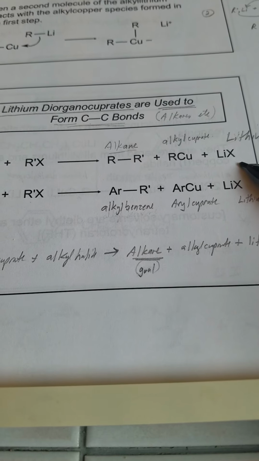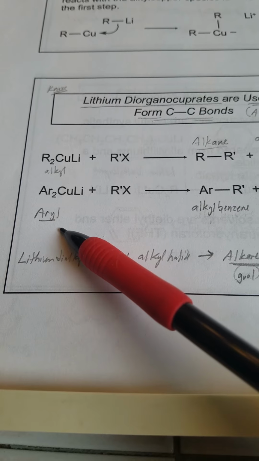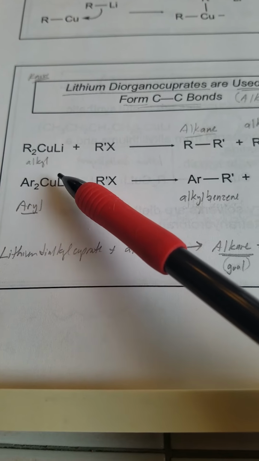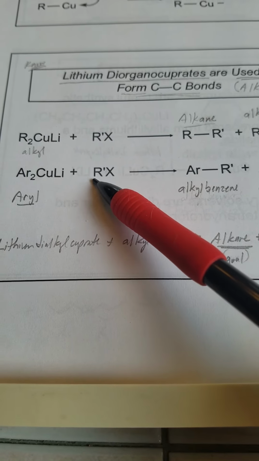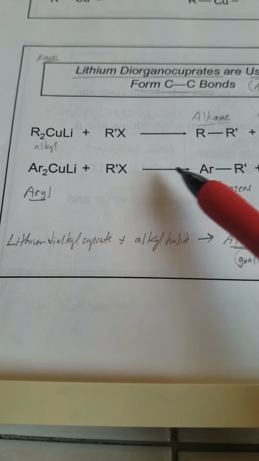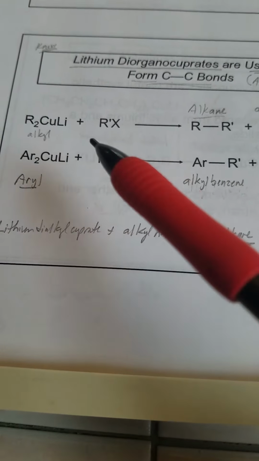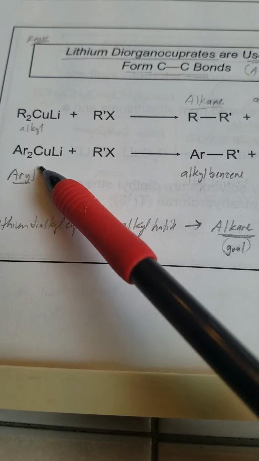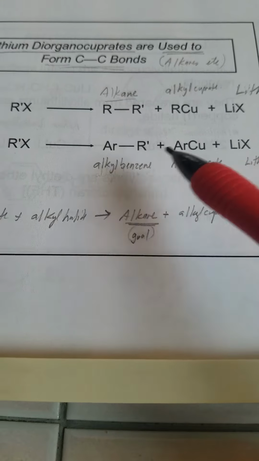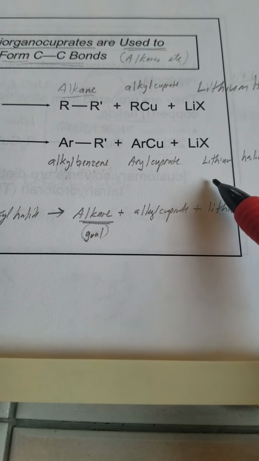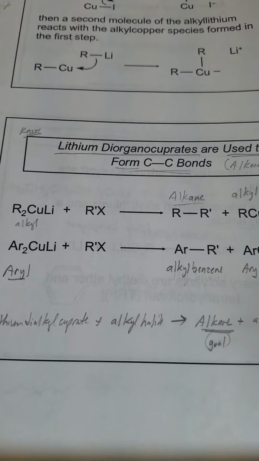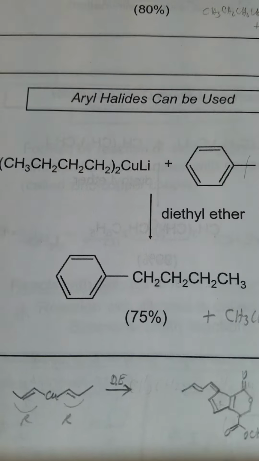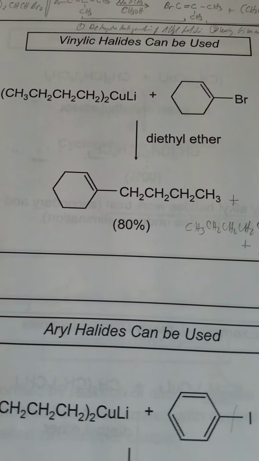If it's an aryl group, meaning a benzene ring of some sort, then it's going to pick up the alkyl group off of the alkyl halide, forming an alkyl benzene. Your other aryl group is going to go with your copper, and then your lithium, of course, is going to pick up the halide. So there's the same basic processes, just a little bit different in the actual compound you make in the end. So here is an example.